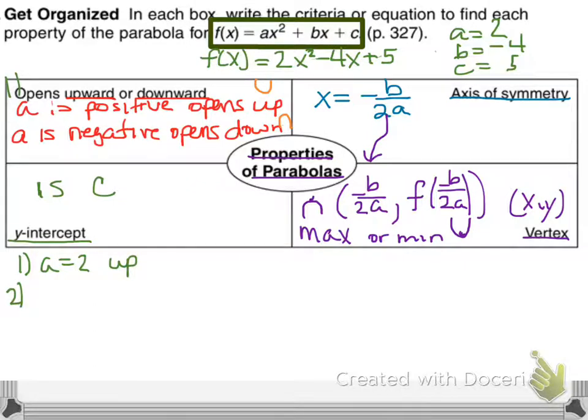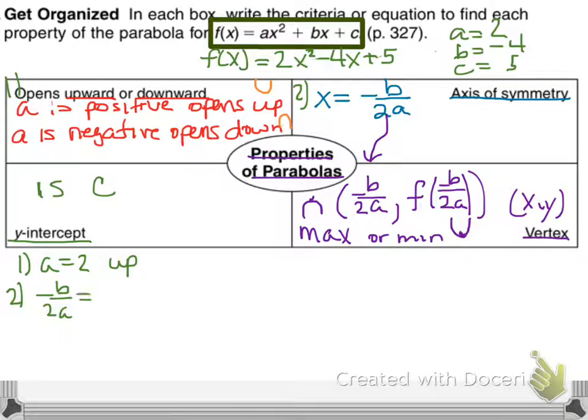All right. Let's move on to the axis of symmetry. So I'm just going to put a 2 right there. That's going to be our second step. And now we have to go back up and look at what our B values and our A values are. So I'm going to rewrite it down here. Negative B over 2 times A.